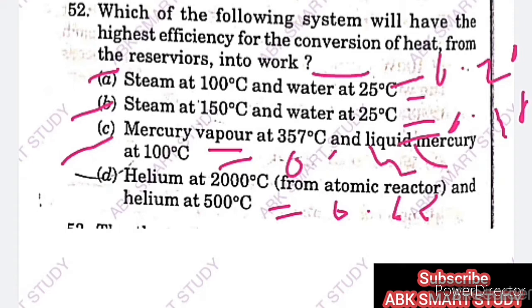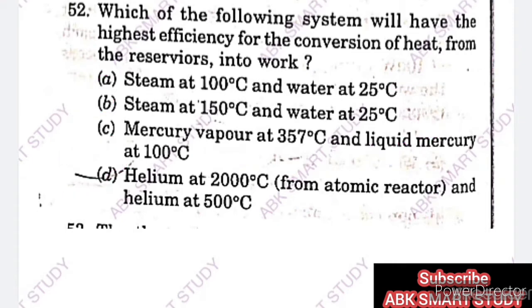So the highest efficiency for the conversion of heat from the reservoir into work is helium at 2000 degrees Celsius. That is option D, helium at 2000 degrees Celsius and helium at 500 degrees Celsius has the maximum Carnot efficiency for conversion of heat from the reservoir into work. So option D is the correct answer. Next question.